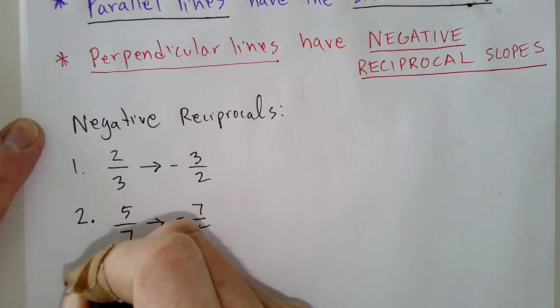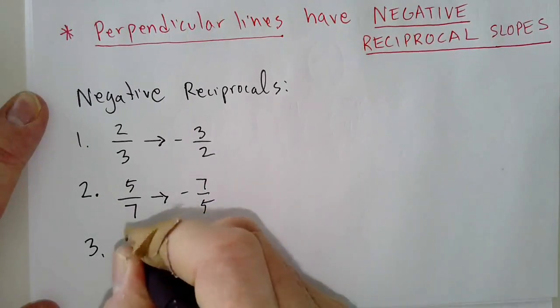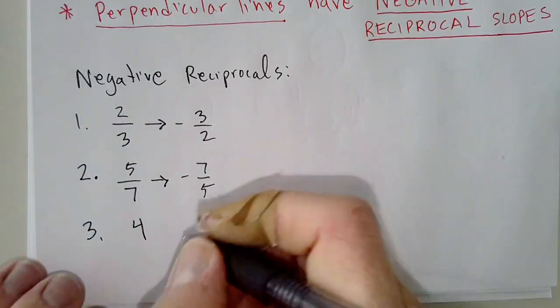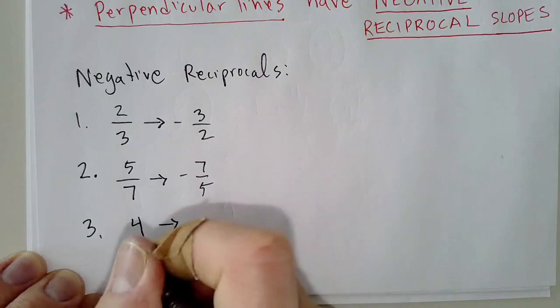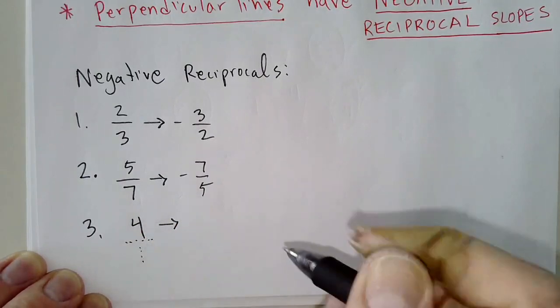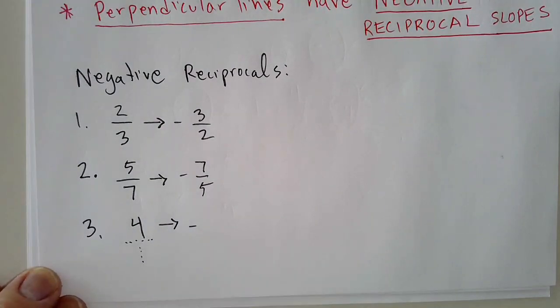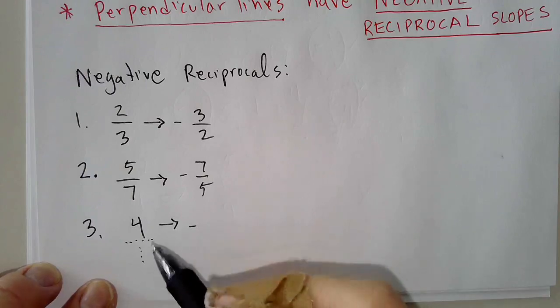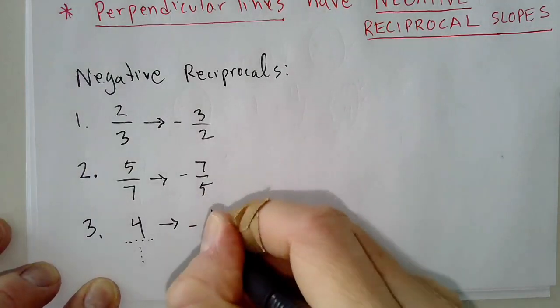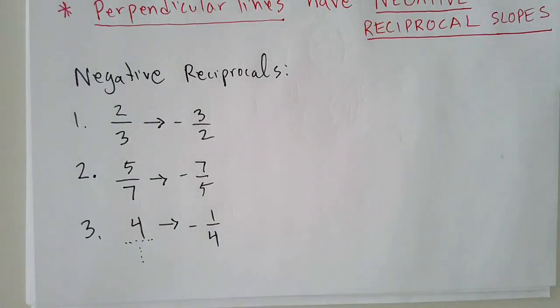How about the negative reciprocal of 4? What's the negative reciprocal of 4? Now we need to do more than just make it negative. We need to do two things. We need to make it negative and flip the fraction. So 4/1 becomes 1/4. So that's the negative reciprocal of 4.